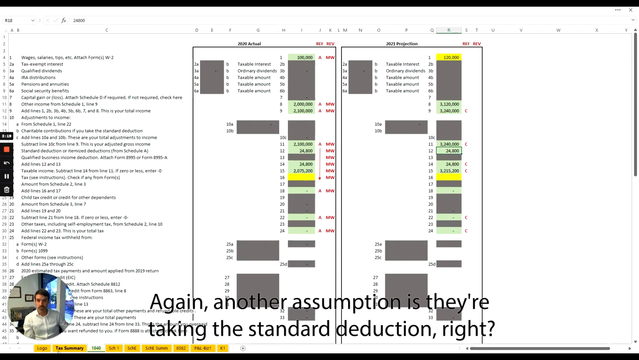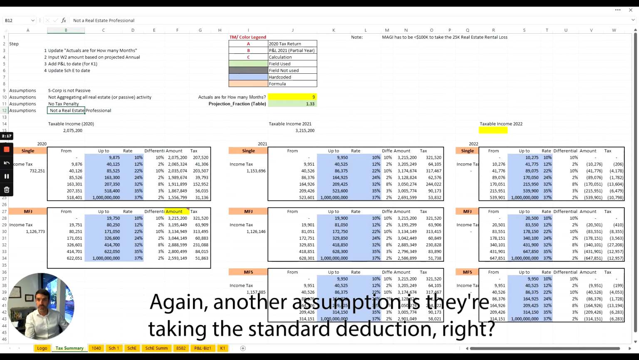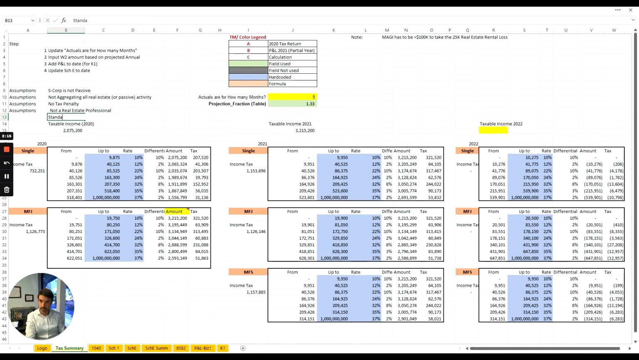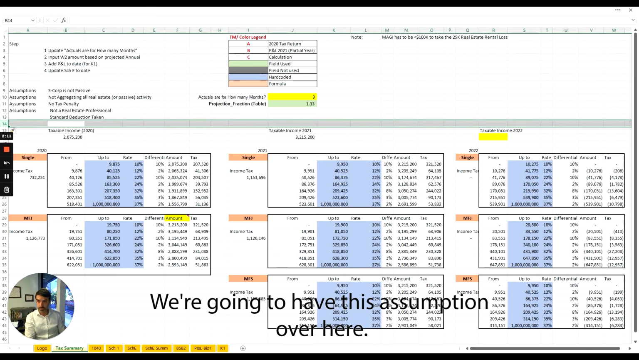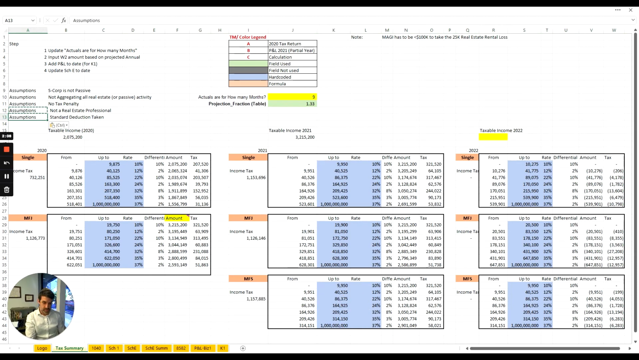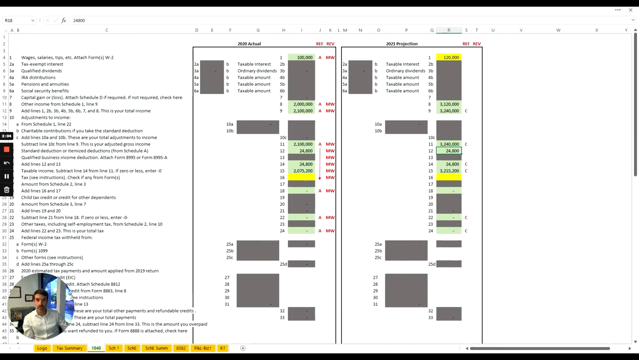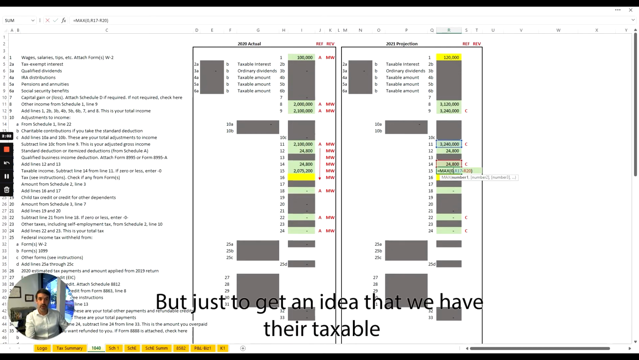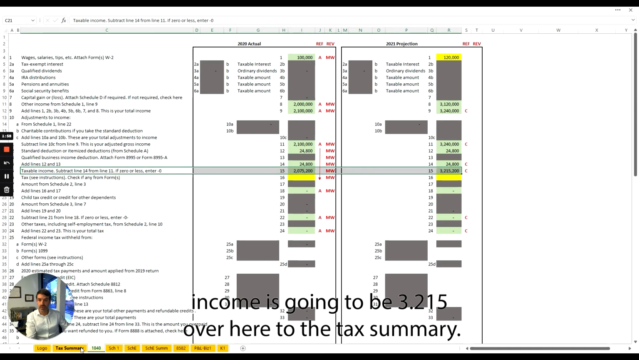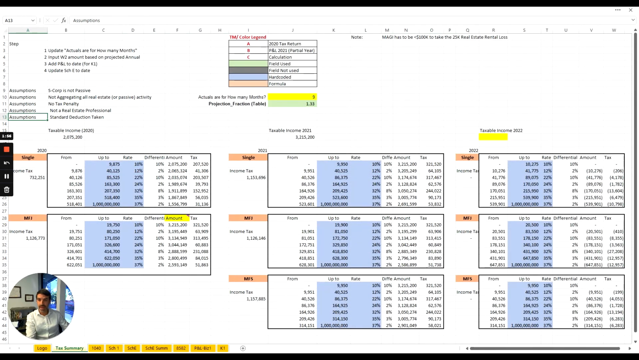Again, another assumption is they're taking the standard deduction, right? Standard deduction taken, right? Going to add this assumption over here. All these variables are going to make a difference in real life, but just to get an idea, right? So then we have their taxable income is going to be 3.215. We go over here to the tax summary, and here we go right here, 3.215.